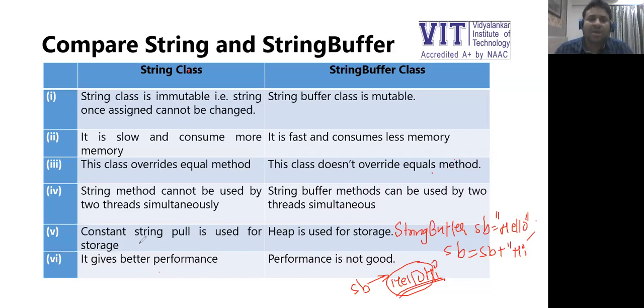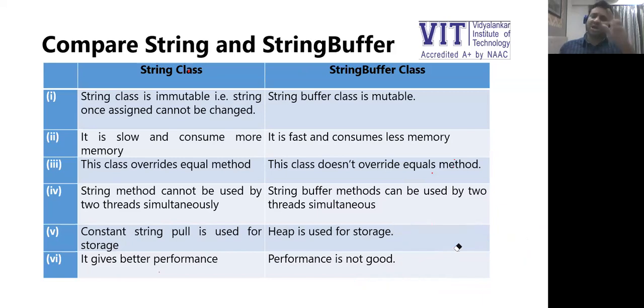For string, the string constant pool is used, and in StringBuffer the heap is used. Performance is better in string, whereas in StringBuffer it is not better, even though overall the consumption of memory is less. So what you should remember about the difference between String and StringBuffer is: string memory is immutable, so on attempting to make changes, new memory is created. In StringBuffer, memory is mutable, so it consumes less memory, and any changes will be reflected at that position itself. So this is about String and StringBuffer.